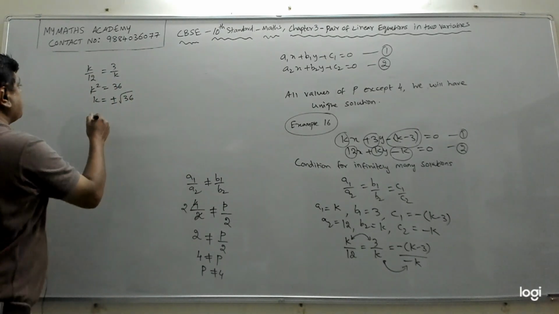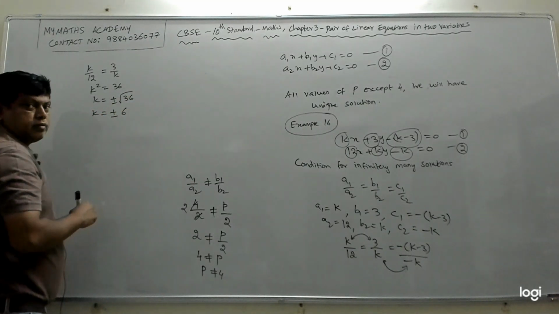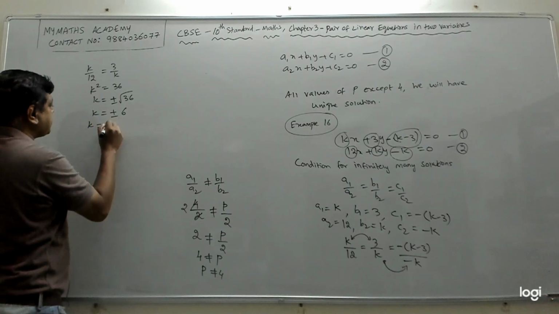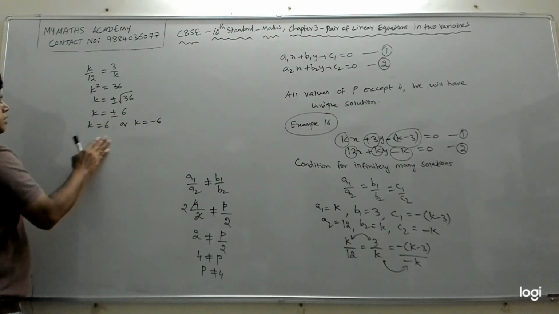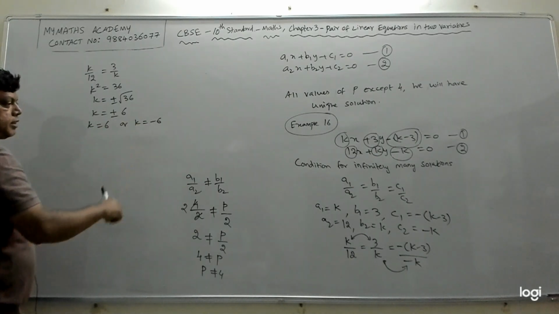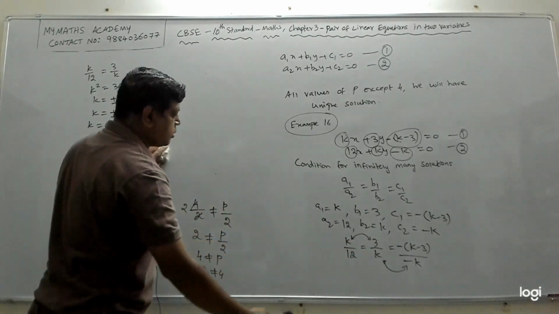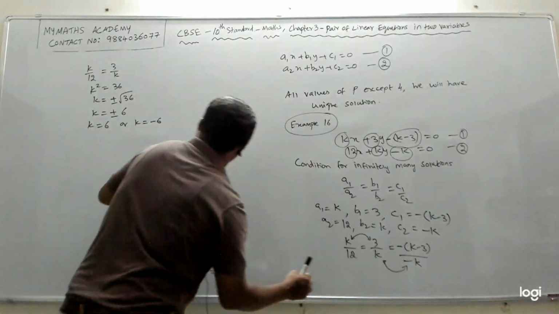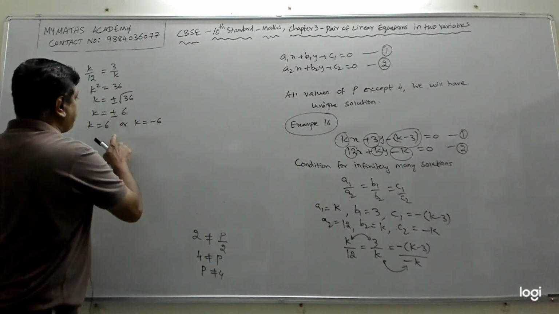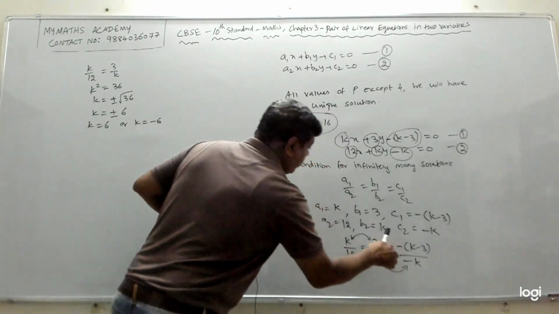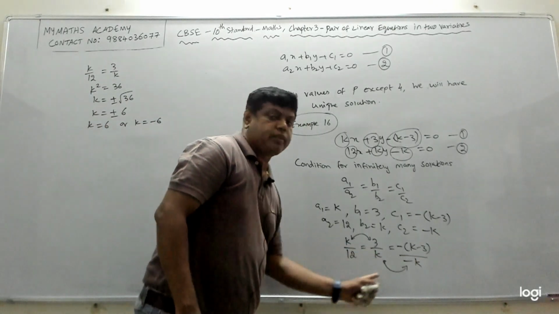Anyway, so K is equal to plus or minus, what is the root of 36? Which is 6. So K is equal to either 6 or minus 6. That is the meaning of this. K plus or minus 6 means either K is 6 or K is minus 6. Right? Now let's check the other condition, these two. So for the first two, we found the value of K is either 6 or minus 6. For these two, we should find the value of K.